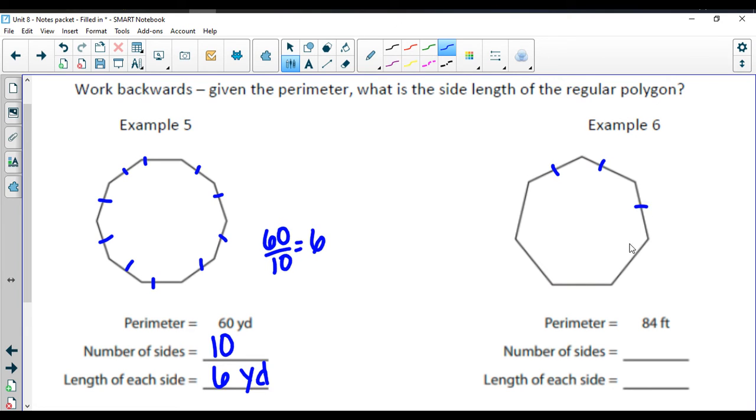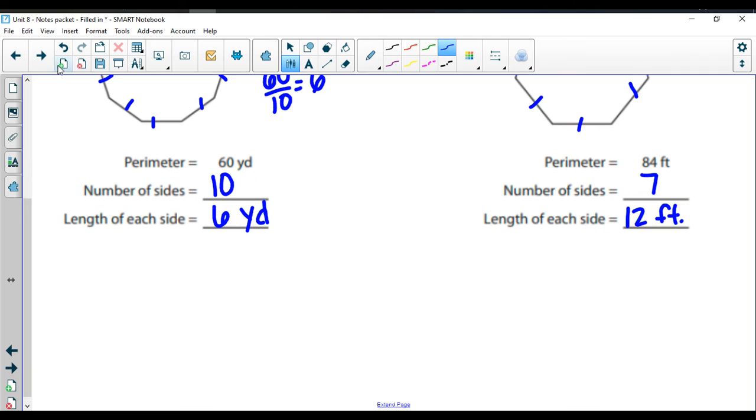1, 2, 3, 4, 5, 6, 7 is your sides. So if your perimeter is 84, you're going to go ahead and divide by 7, and 84 divided by 7 gives you 12 for each side. So you're going to have 12 feet for each side here on this example.